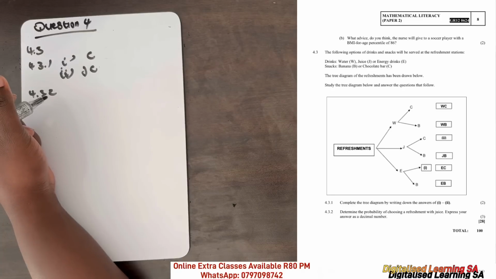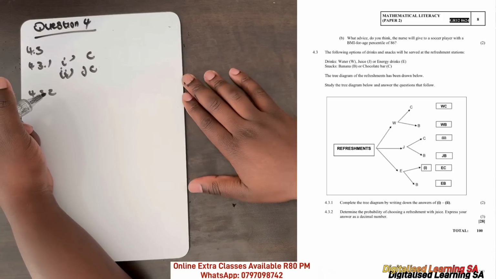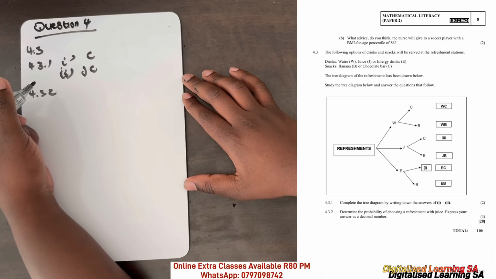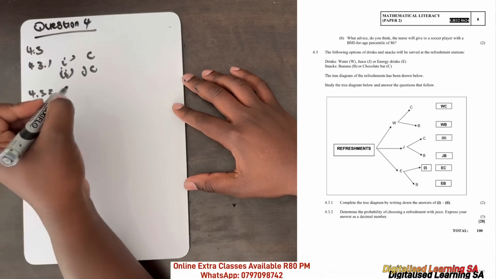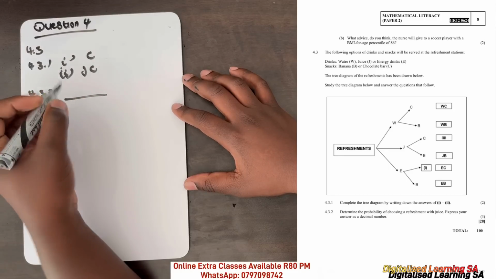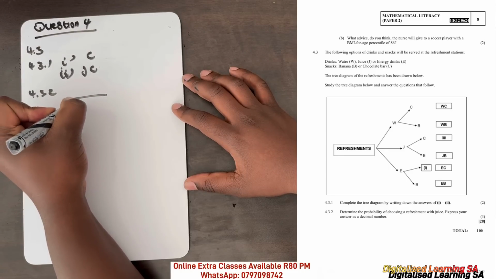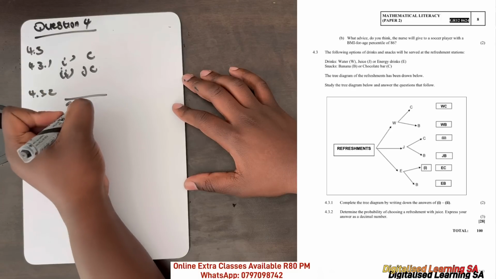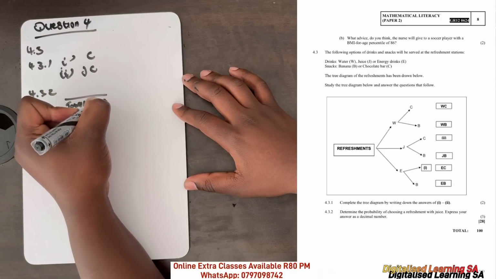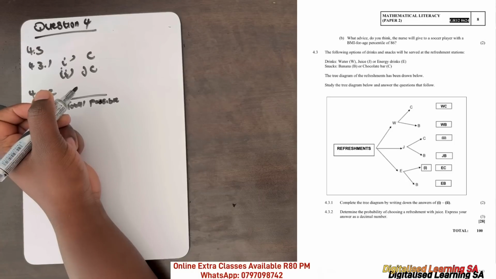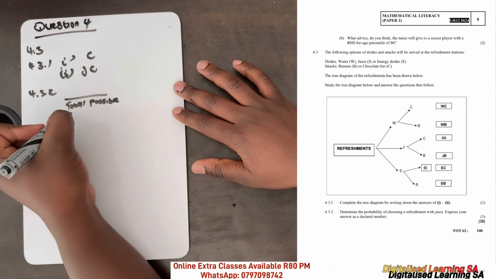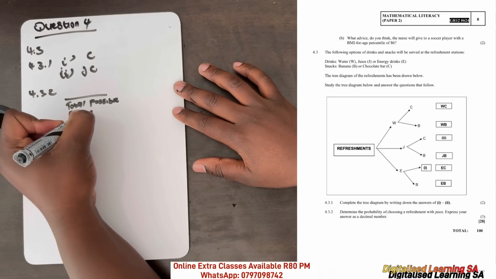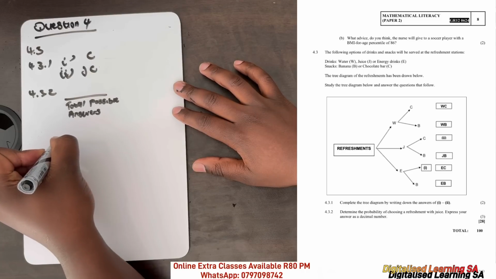Question 4.3.2 says, determine the probability of choosing a refreshment with juice and express your answer as a decimal number. So we need to determine the probability. Always remember that when we are dealing with probabilities, we divide by the total possible answers. In this case, how many total possible answers do we have?